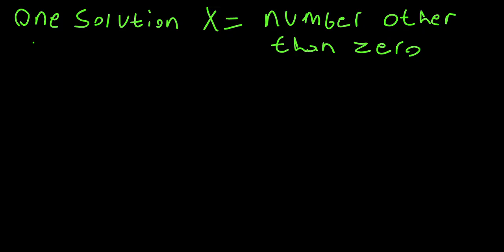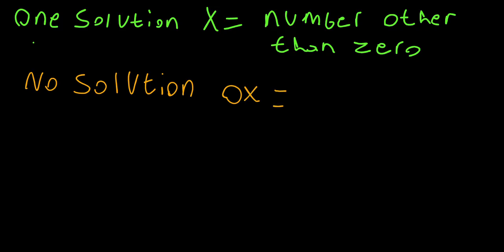Now we're going to move to the color orange, and we're going to look at no solution. So when an equation has no solution, that means there's no value of x that is going to satisfy the equation. And that is going to be when 0x equals a number other than 0.